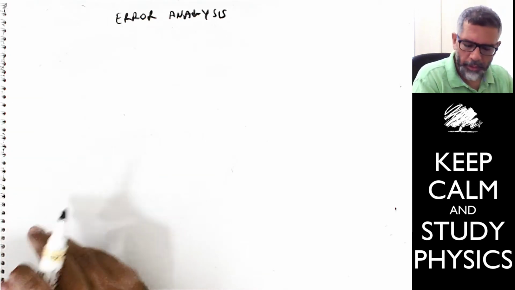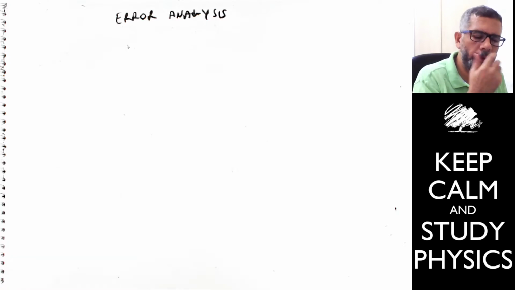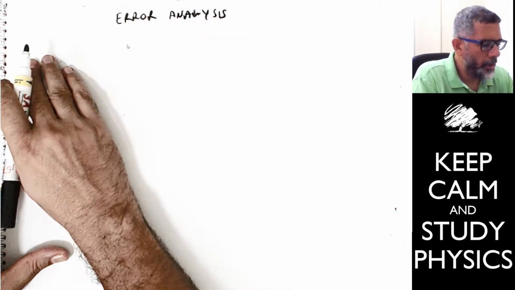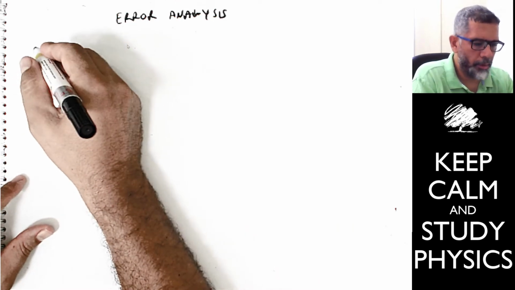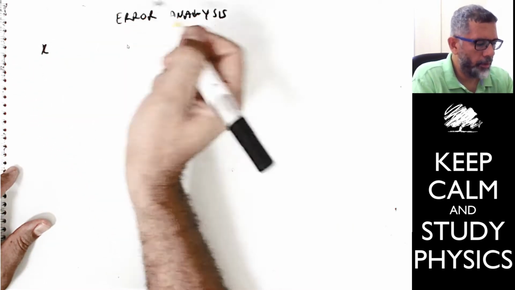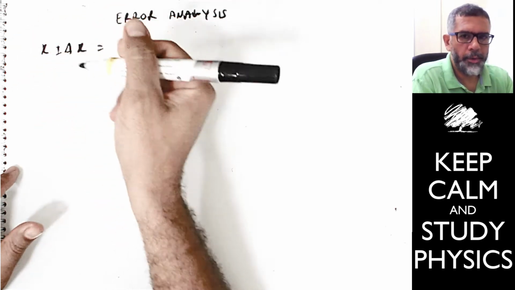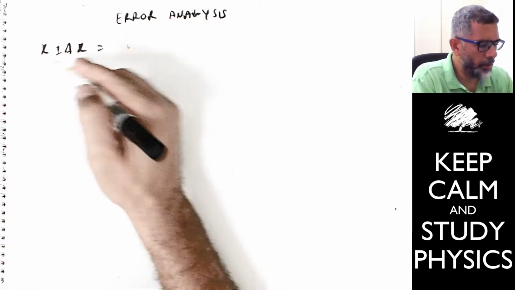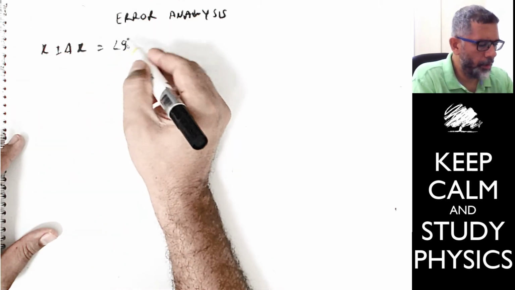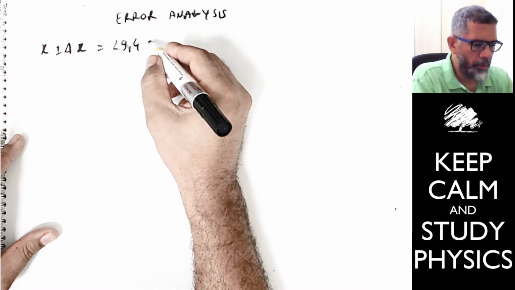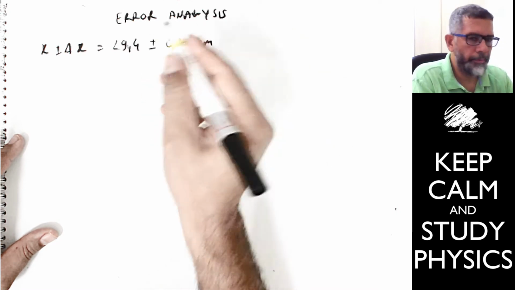I'll talk about error analysis in this lecture. Suppose you are measuring the sides of a notebook you may have. Let's call one side x plus minus delta x. And suppose you measured that side to be 29.4 with an error of 0.1 centimeters.